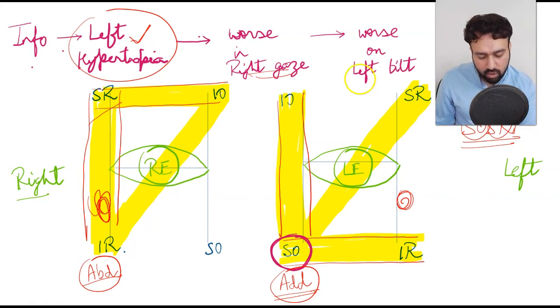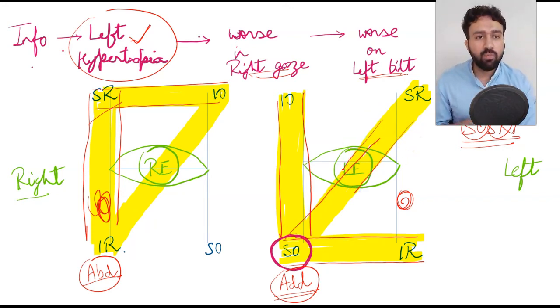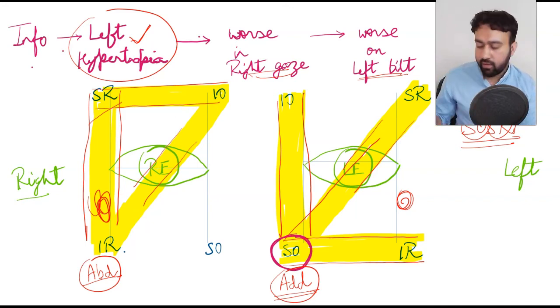So if it's worse on left tilt, the left intorters are weak, right? So which is why the third point we highlight superior oblique and superior rectus. And in the right eye, the extorters are weak. So we highlight the extorters, which is inferior oblique and inferior rectus in the opposite eye.